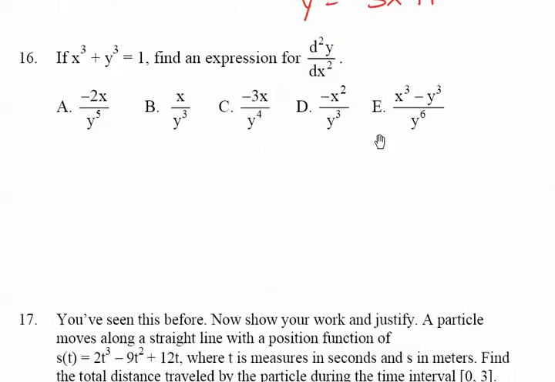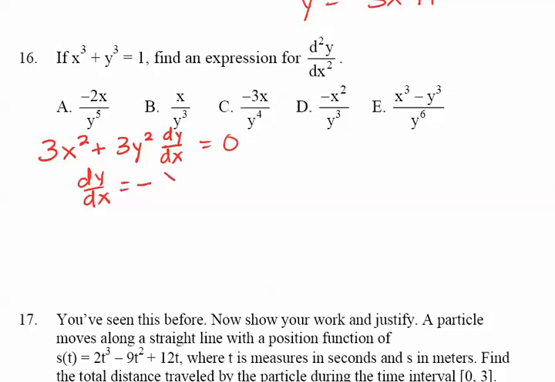And a second derivative by implicit differentiation. You are getting plenty of practice here. All right, 3x squared. We do not need a chain rule on the x. 3y squared. We do need a chain rule on the y. Equals 0. dy dx, seen it before, negative 3x squared divided by 3y squared. So there's our first derivative.